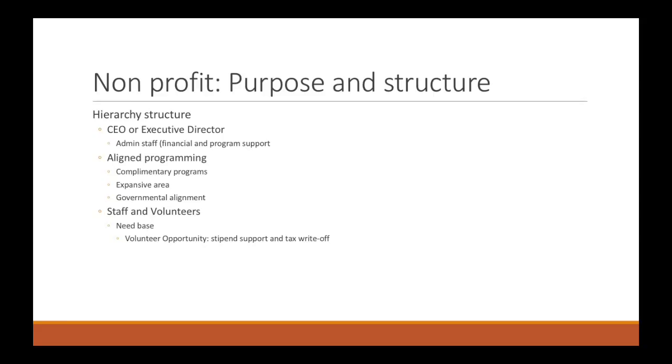So, structure. What are you looking into? Well, hierarchy structure is an obvious and efficient way of performing on this. What does that look like? Well, your nonprofit can have a CEO. Usually, nonprofits are associated with the head individual as an executive director. Now, this executive director obviously helps with finding new sources of grants and funding, but also sustaining the program with having the right administrative staff.